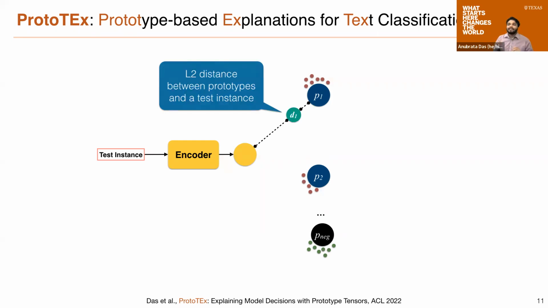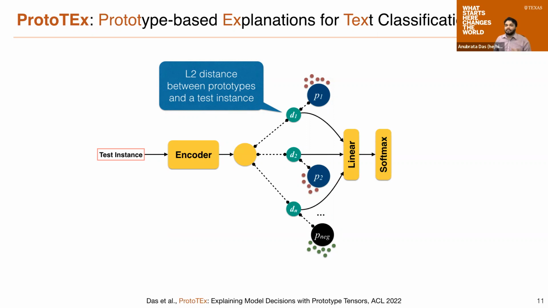Now we calculate the L2 distance between the encoder representation and each of these prototypes. Once the distances are obtained, a linear layer takes in all these distances, and that passes through a softmax for the final prediction decision.